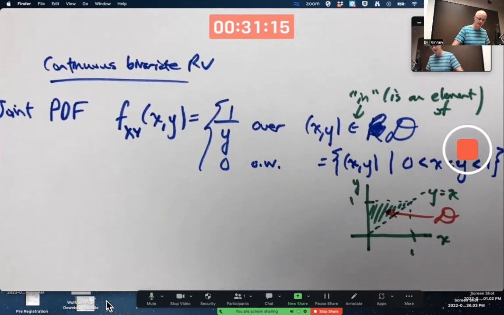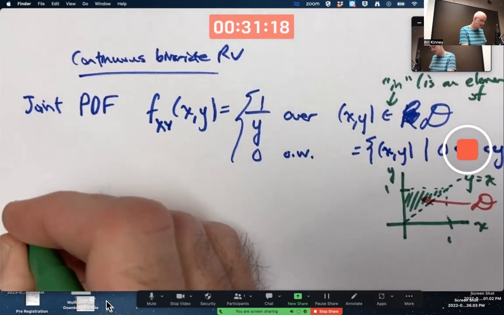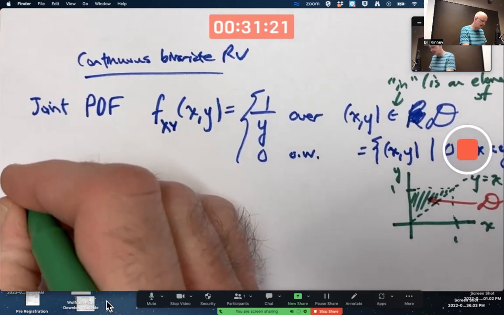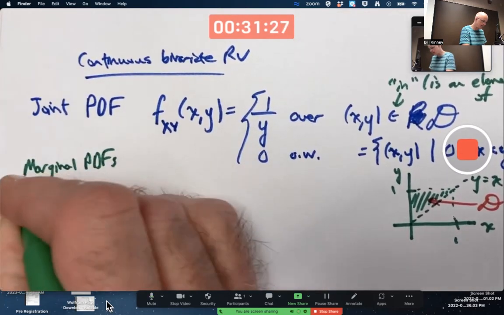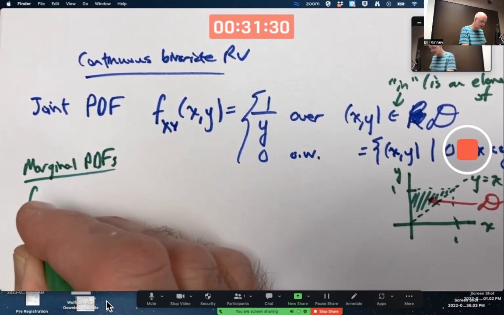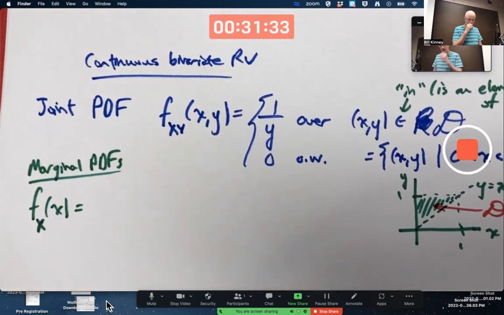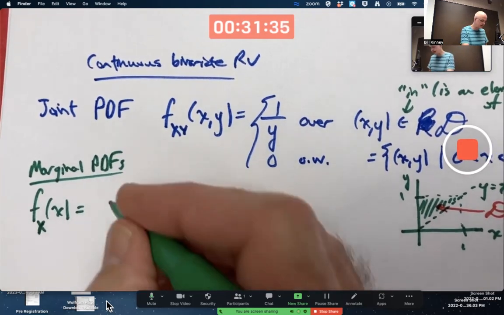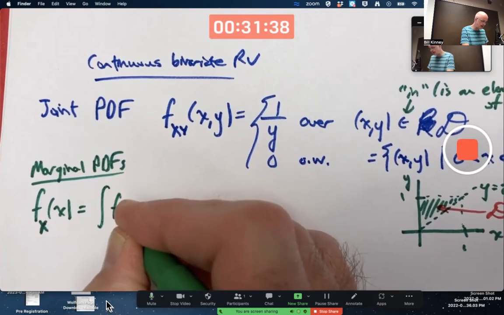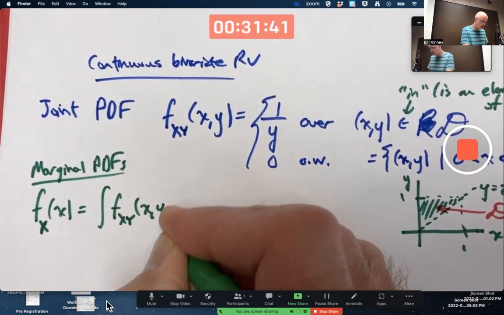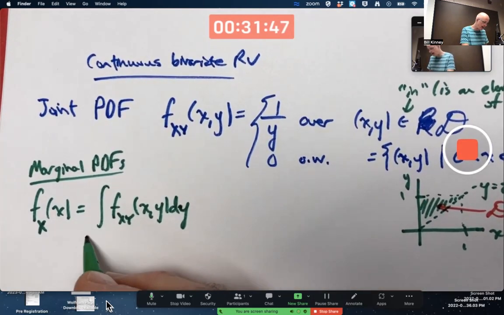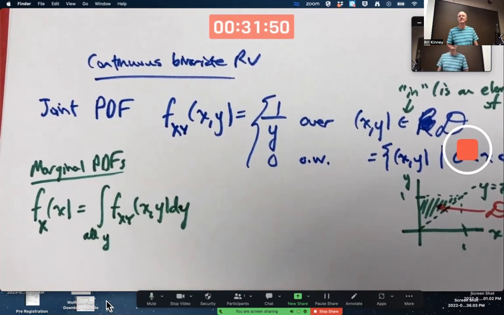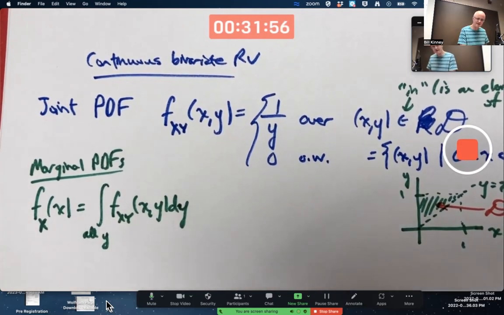Let's find the marginal PDFs first. There are 2 of them. How about the marginal PDF of x first? What's the definition of the marginal PDF for a continuous random variable? You integrate the joint PDF with respect to y, if you want the marginal PDF of x, over all values of y. I could write minus infinity to infinity there. I wrote all y. It's not a big deal.